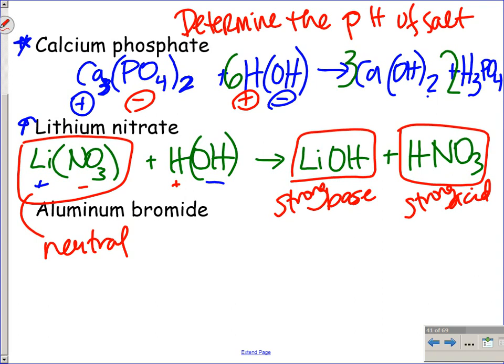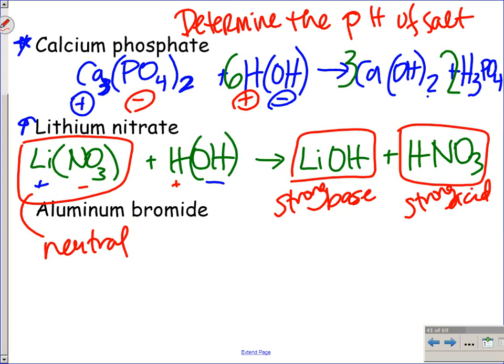So, what would yield a basic salt? What combination of parents? So strong what? Base and weak. And how would you know it's a weak acid? It's not one of the 6 strong ones. Okay? So let's go back up here.